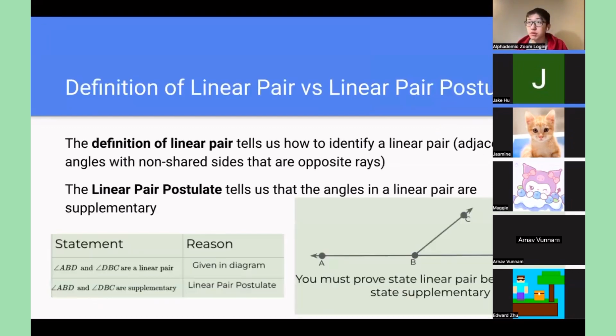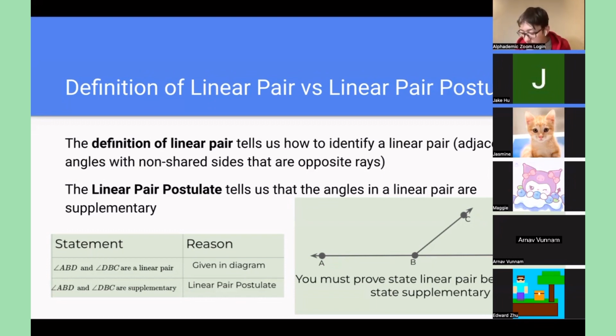Next up, we have some more definitions, because geometry is just all about definitions. The definition of linear pair versus the linear pair postulate is kind of like what I just talked about, segment congruence versus segment equality. The definition of linear pair tells us how to identify a linear pair, whereas the linear pair postulate tells us the angles in a linear pair are supplementary, or equal to 180.